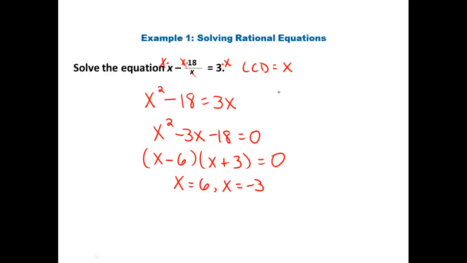Okay, now we need to glance back at the original. Is it okay to plug in 6 and negative 3? And it is. It looks like the only thing x cannot be is 0, which is okay with our answers.